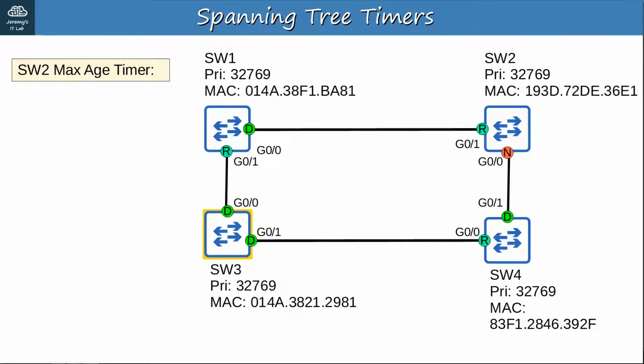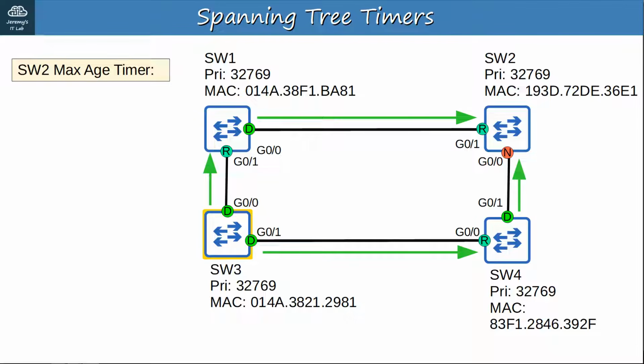Let's take a look. Remember that each collision domain has one designated port, and BPDUs are forwarded out of designated ports. So, all root ports and non-designated ports expect to receive BPDUs. The root bridge, switch 3, sends BPDUs, and then switch 1 and switch 4 forward them out of their designated ports.